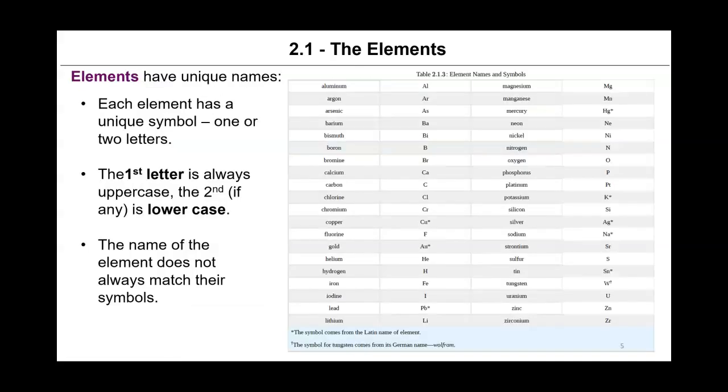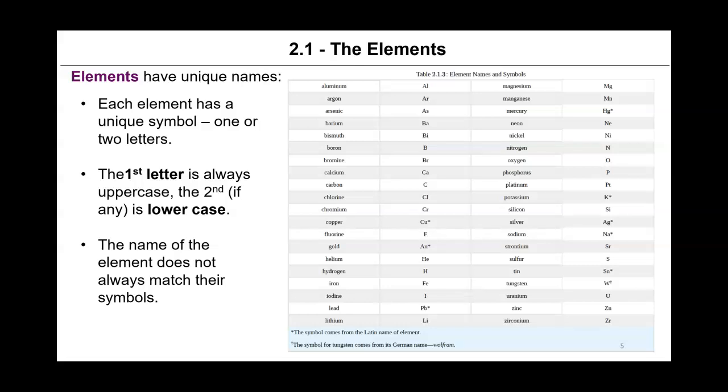Every element has a unique name, and in addition to the name, every element has a unique symbol. The symbol will be either one or two letters. The first letter in a chemical symbol is always uppercase, and if there is a second letter, it's always lowercase.